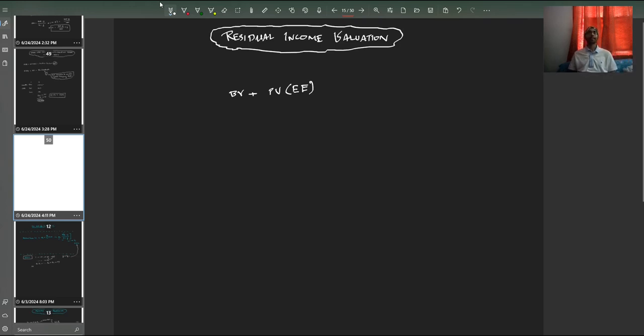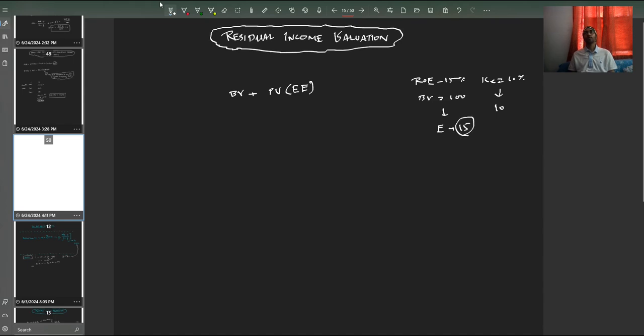So let's say your return on equity is 15% and your book value is 100. This implies your earnings is 15, right? Per share it is 15. At the same time, let's say your cost of equity is 10%. That means to satisfy or to cover up the cost of equity, the earnings required is 10.